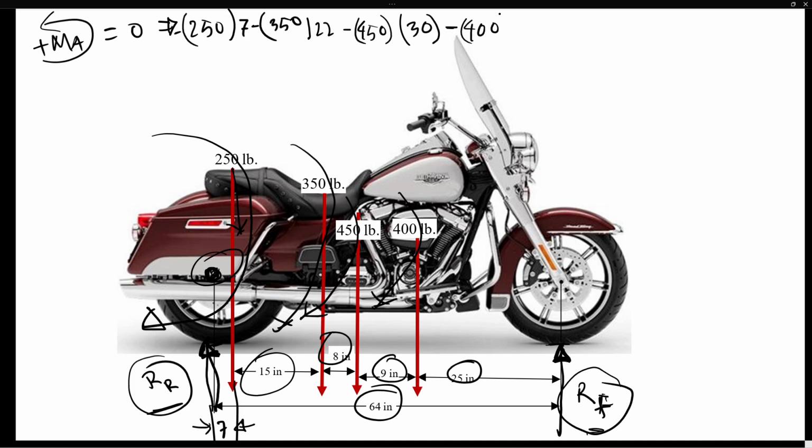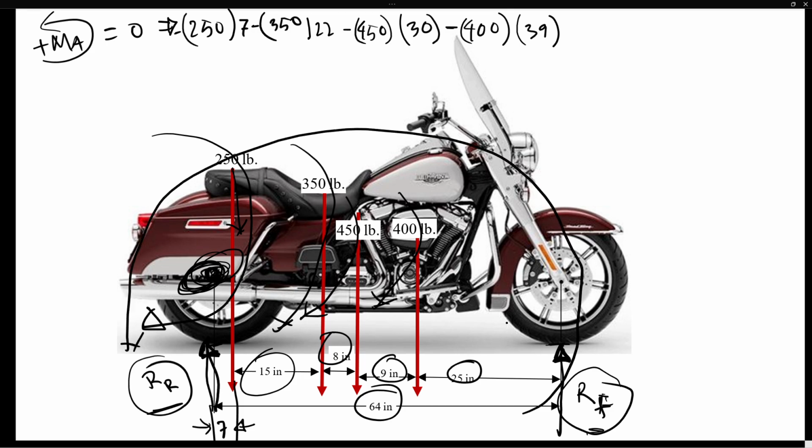That will also cause a negative moment. And that 400 pounds is another 9 inch away, so the total is 39 inch away from the rear wheel. And then that reaction at the front, or the load carried by the front, will cause a counterclockwise moment with respect to A. So you're fixing it at the rear wheel. So this reaction will try to make this motorcycle rotate like this. It's going to be a counterclockwise moment, which is positive.